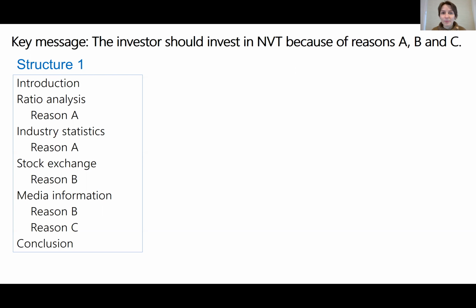And if you're running out of space in your report, you might actually think about combining the ratio analysis and industry statistics and talk about how they both give you reason A for investing in Navitas. Then you might talk about the stock exchange and media information and how they raise reason B, and then a separate section for media information and how it raises reason C. So that would be something to think about if your report is getting too long and too repetitive with this structure. But again, it has many advantages, this structure, if your report analysis is very separate.